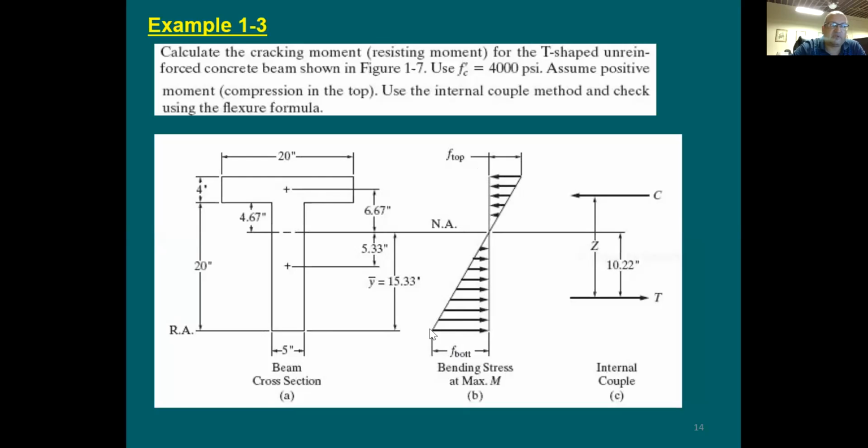Now, if this is going to be 474, can I find out this tension force? Say yes. Tension force is going to be equal to 474 times 15.33 divided by 2 times the width, 5 inches. I'm trying to find out the volume of the stress block on this.